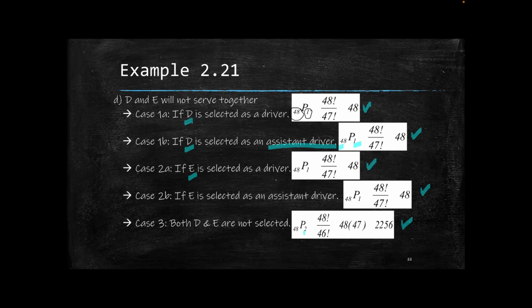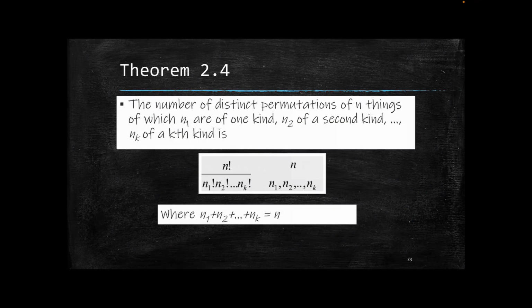Sebab 2 ni R, kita kena cari driver and assistant driver. And then finally kita dapat total dia 48 times 4 plus 2256, and the answer is 2448. Alright.